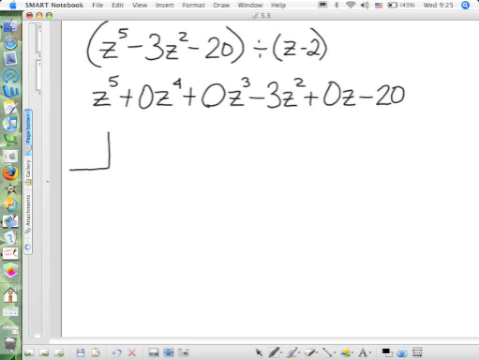What goes there? Positive 2. And then I list out all of my coefficients from what I just created. 1, 0, 0, negative 3, 0, negative 20.